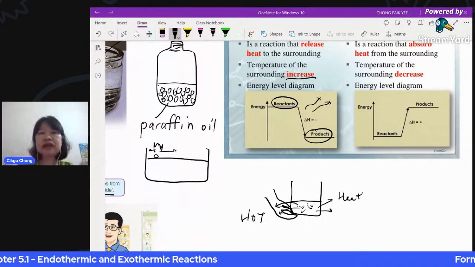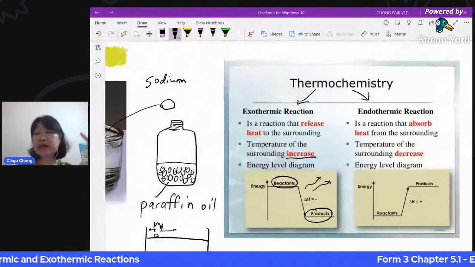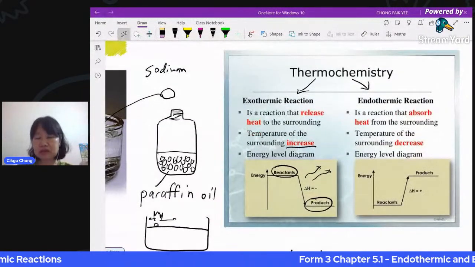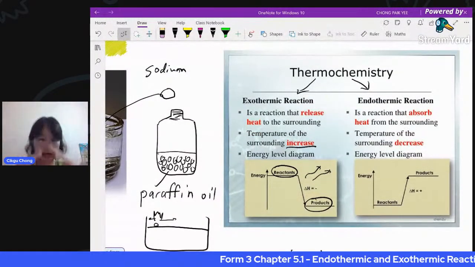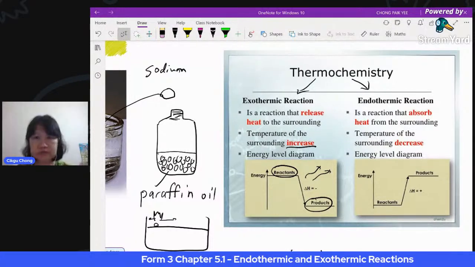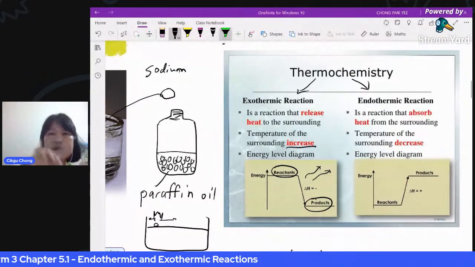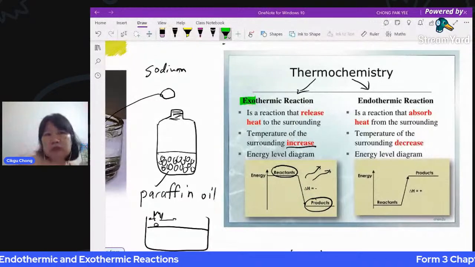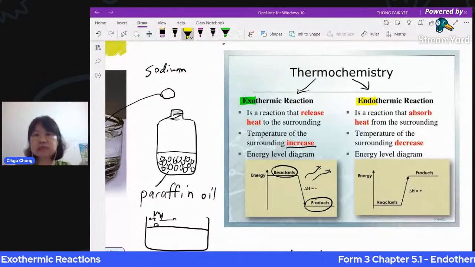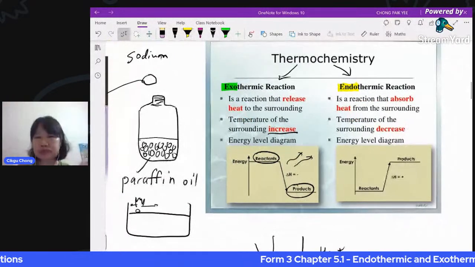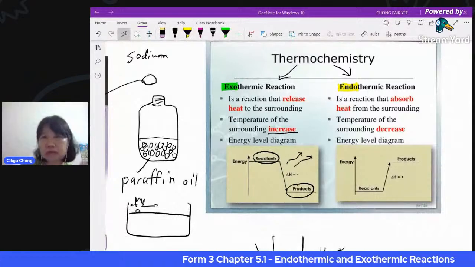So you see the energy level: the beginning has more energy, then after that it releases, so it will have less energy at the end of the reaction. Okay, so that's exothermic. Now let's look at endothermic. Endothermic means it's a reaction that absorbs heat from the surrounding. Absorb heat, right?